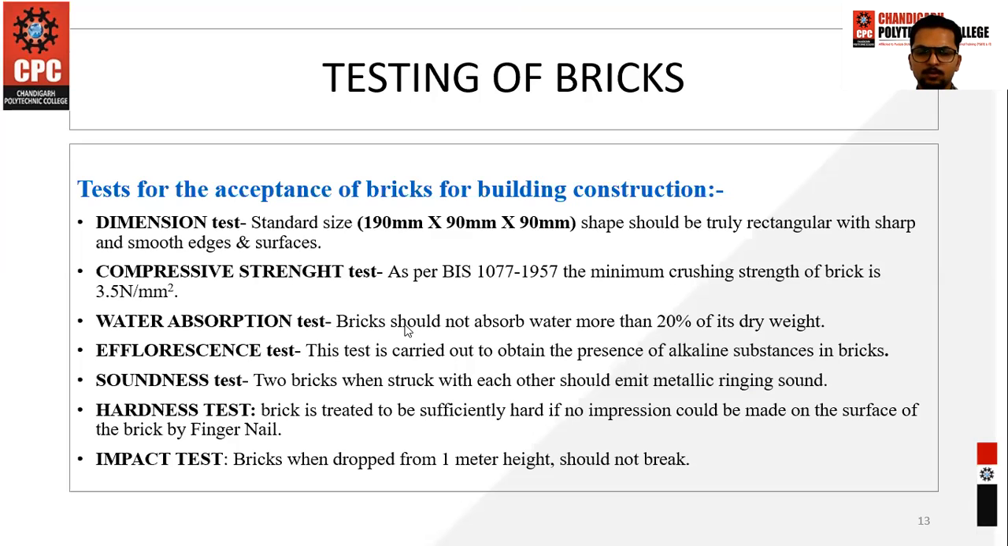So there is a certain classification. Whenever you do the test, you will get to know about it. For the first class brick, the water absorption limit should not be more than 20%. For the second class, it should not be more than 22%. And for the third class, it should not be more than 25%. These are the classifications of bricks according to the water absorption test.